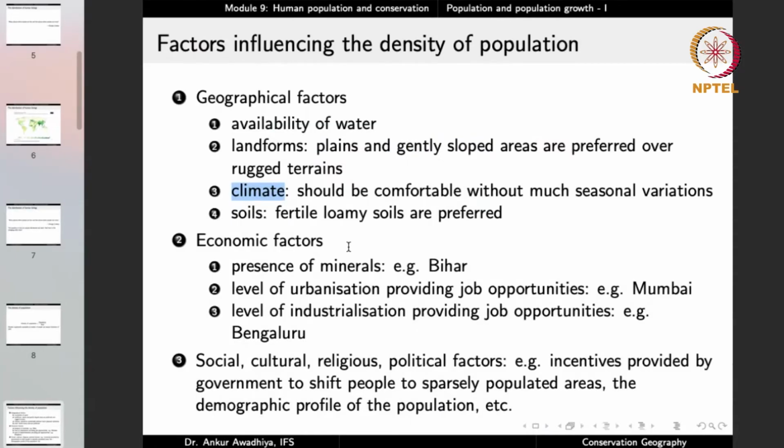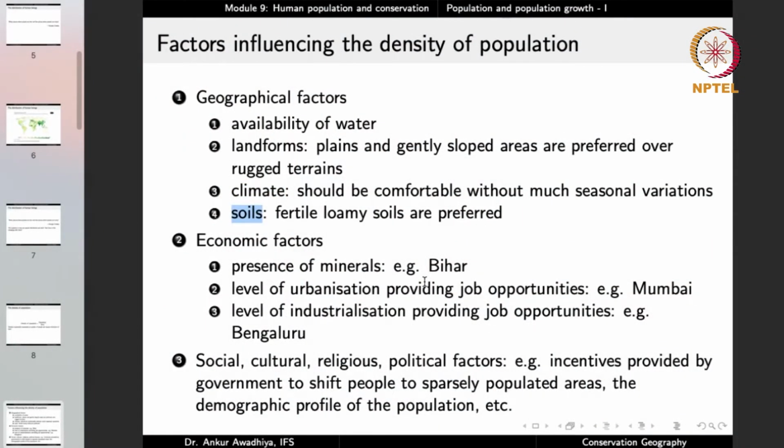Next, we have climate. The climate should be comfortable without much seasonal variations. So if the climate is very hot or very cold, or there are large amounts of variations, then people do not prefer living there. But areas with an equitable climate or a cool climate, you will find a large population density. Now, this is one reason why our coastal areas are very densely populated. They have an equitable climate all the year round.